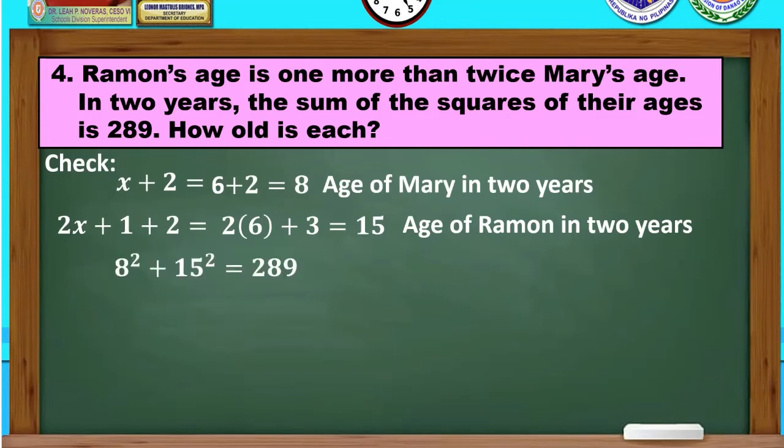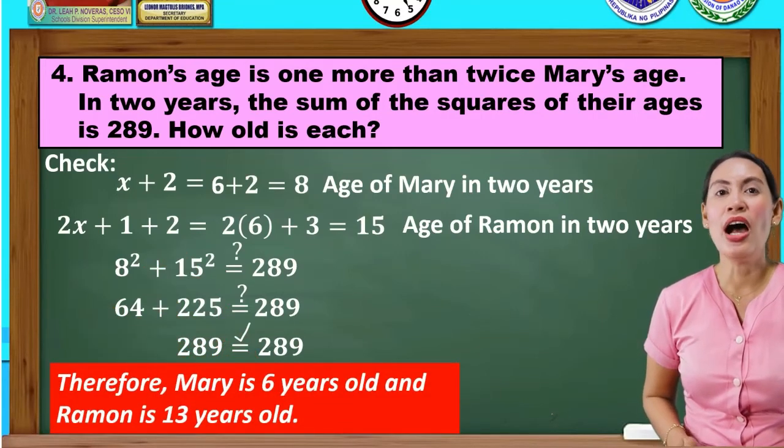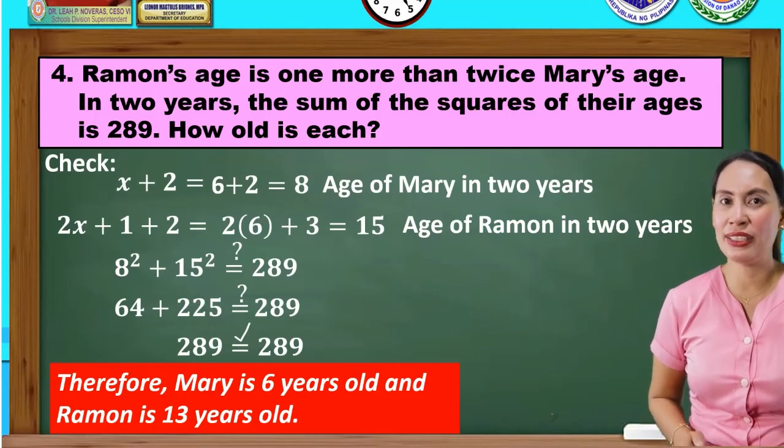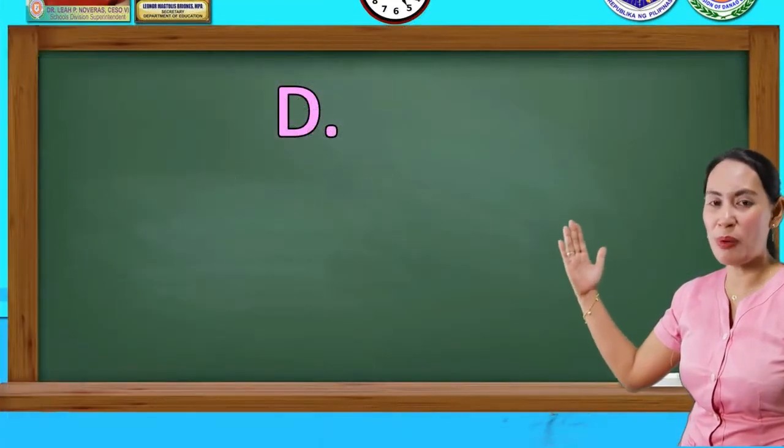So 8 squared plus 15 squared, is it equal to 289? 64 plus 225, is it equal to 289? 289 is equal to 289. Therefore, Mary is 6 years old and Ramon is 13 years old. Next is solving miscellaneous problem.